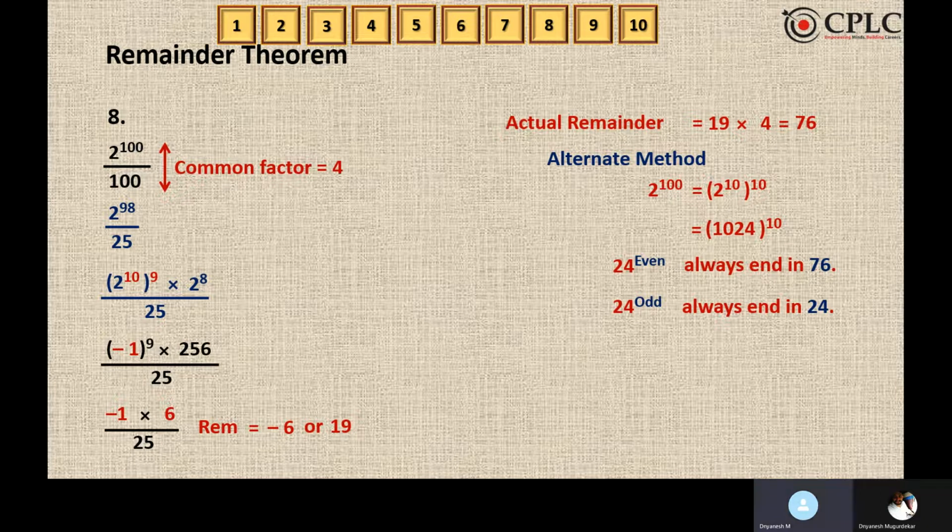And when you look at this question, 1024 raised to 10, obviously the power is an even power. So that means the last two digits will be 76. So that is the shortcut that you can remember.